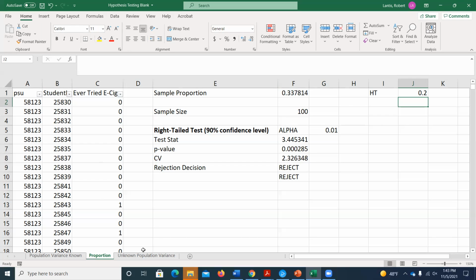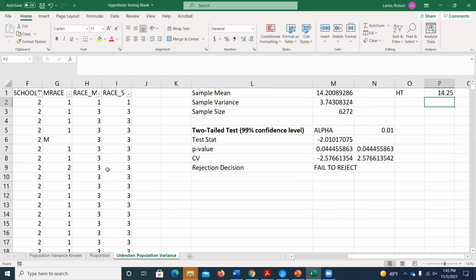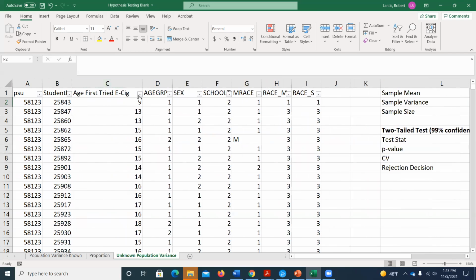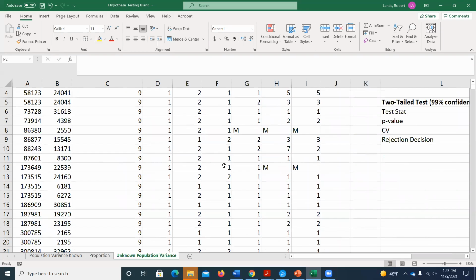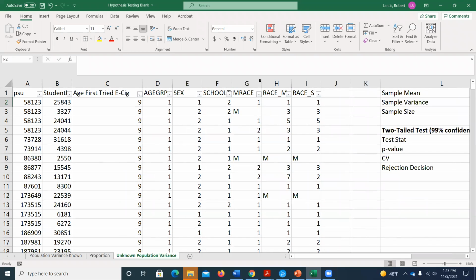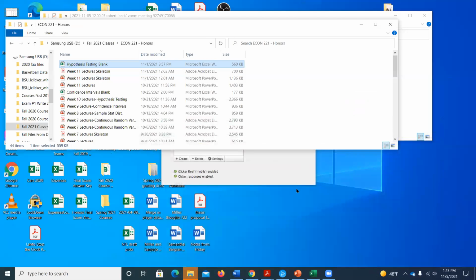I'll show you one more thing and then I'll get to that, because I thought this was very interesting about the data that you guys might find interesting. If I sort this data on the age that someone first tried an e-cigarette, there's a lot of 9s in here, which I found very alarming. This is actual data. I didn't make this up. This comes from an actual survey. So I was like, oh, that's alarming.